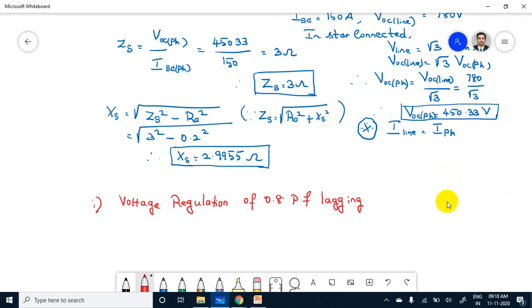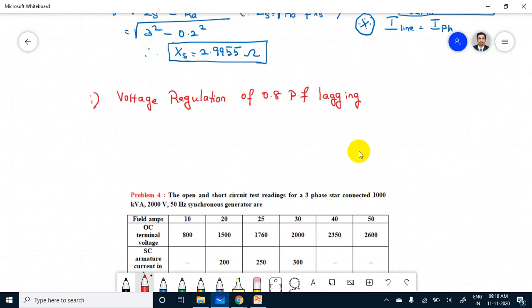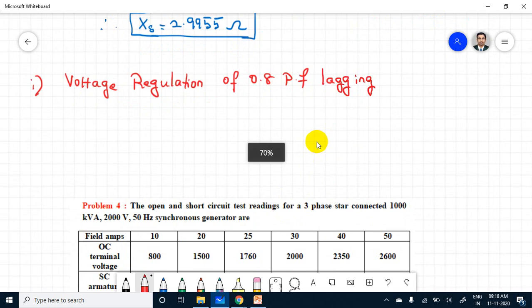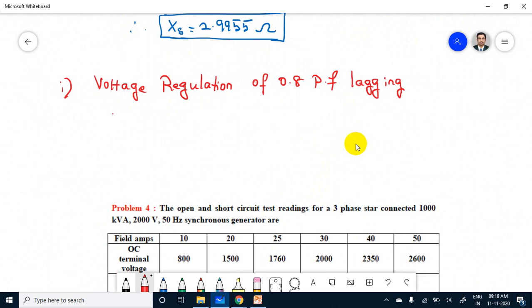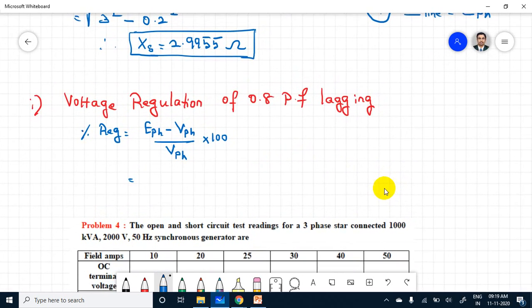So what is the voltage regulation formula? The formula will be percentage regulation is equal to E phase minus V phase divided by V phase into 100. This is the voltage regulation we have to find. We don't know V phase or E phase, so we have to calculate them.